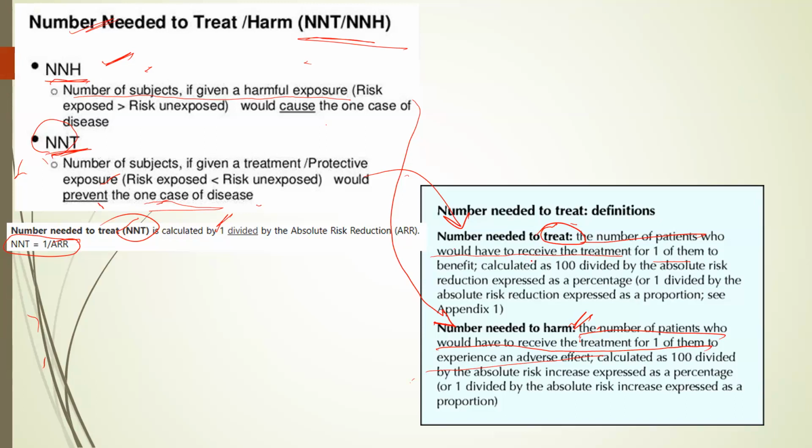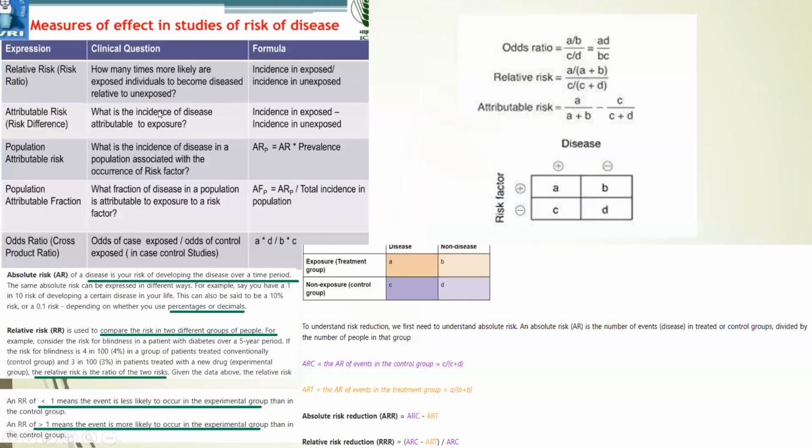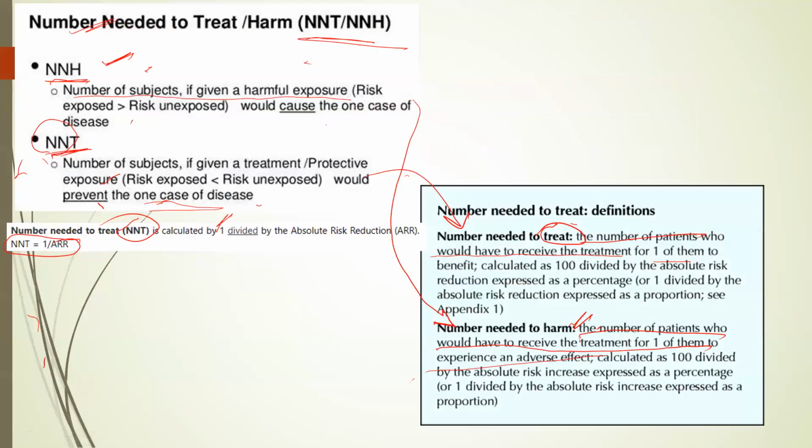So is it clear? Yes, ma'am. So number needed to treat helps to get at least one patient disease free, and number needed to harm is the number needed to at least get one patient with the disease. So harm is getting the disease and treat is disease free. So that's the way you can remember.